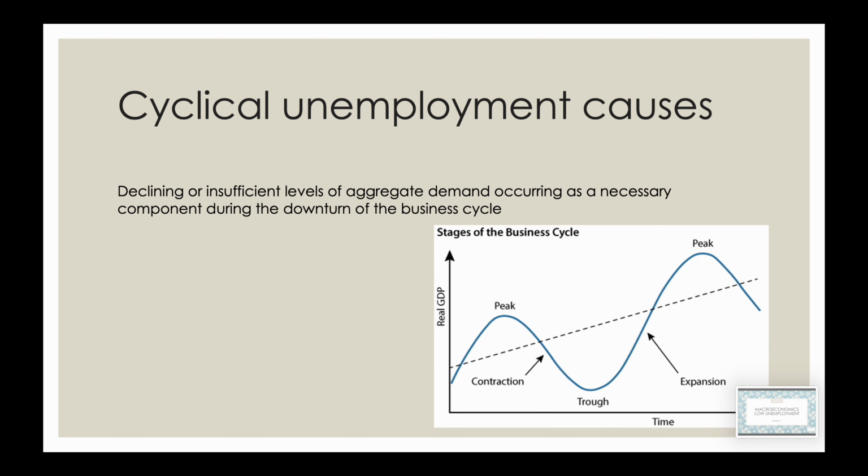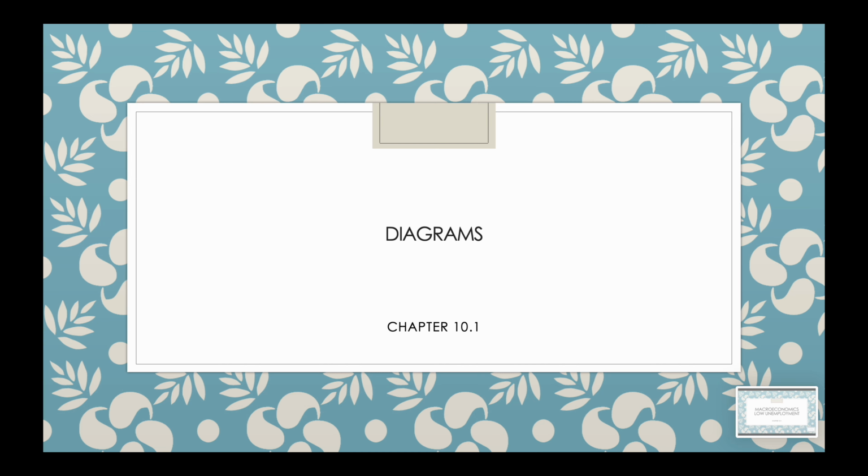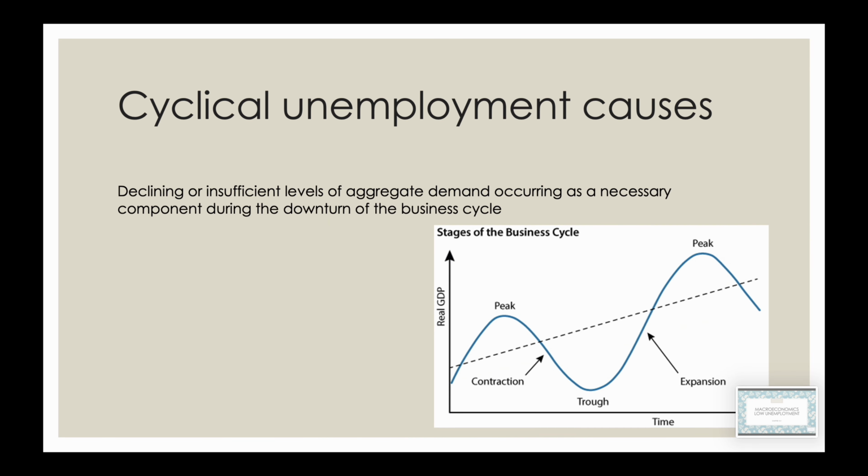And also we have cyclical unemployment causes. By definition, it is declining or insufficient levels of aggregate demand occurring during the downturn of business cycles, which basically means the area in the graph you see now, from contraction to the first expansion area, where there will very likely be cyclical unemployment because AD is not enough. Also, cyclical unemployment is not a type of natural unemployment, and it's considered more serious than all the other types we've mentioned, because usually when you have this, things are not going well.